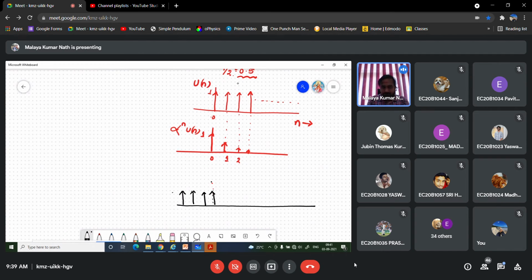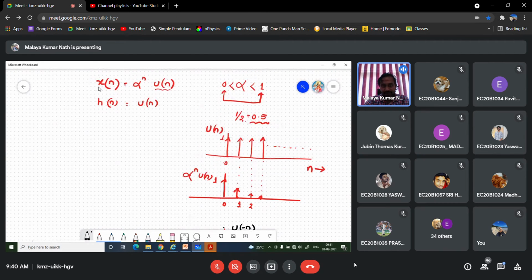So that means if I fold, how much will you get? That is equal to u of -n. Am I right or not? Please tell me. So in this case, two things we have to do.